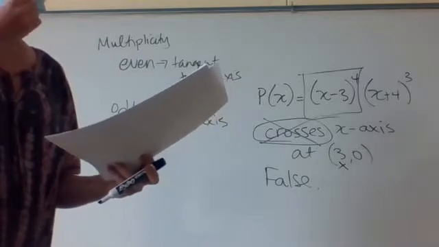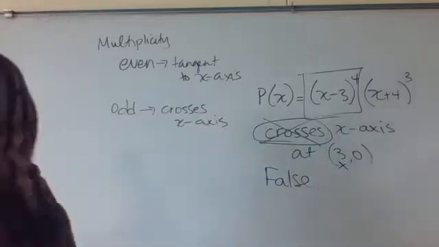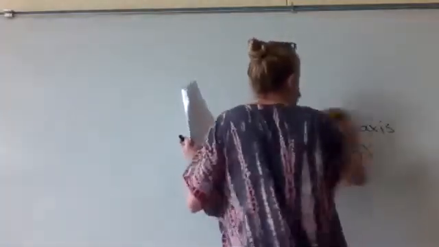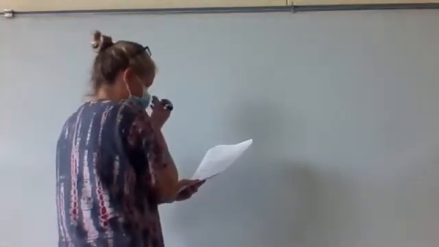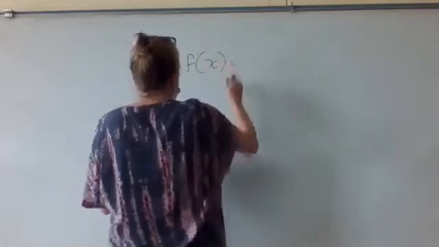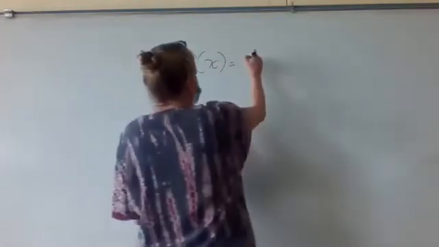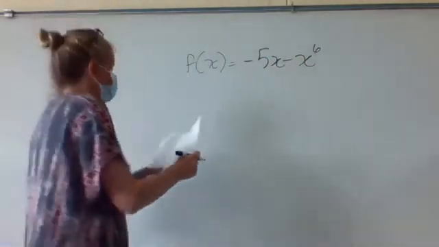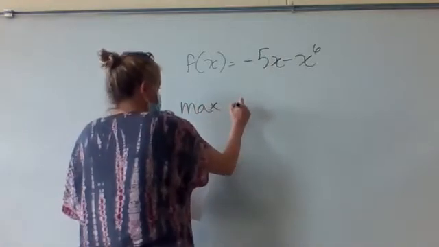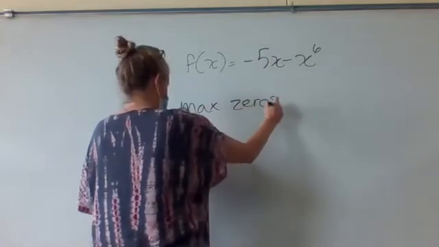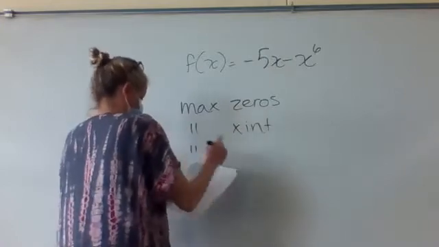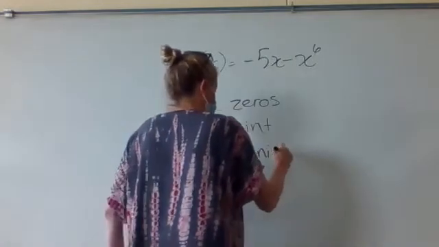Number 7. Talking about the maximum number of zeros, x-intercepts, and turning points of a function. So the function is f of x equals negative 5x minus x to the 6. And it wants to know the maximum number of zeros, maximum x-intercepts, and maximum turning points.